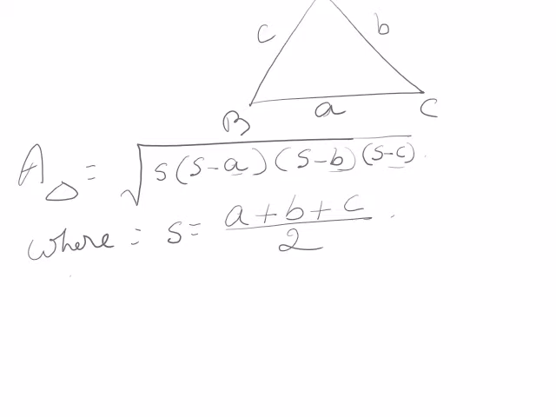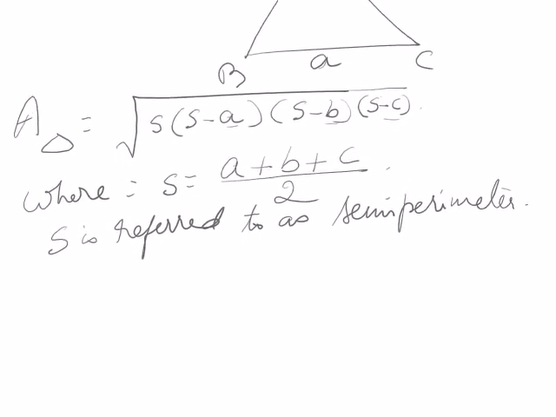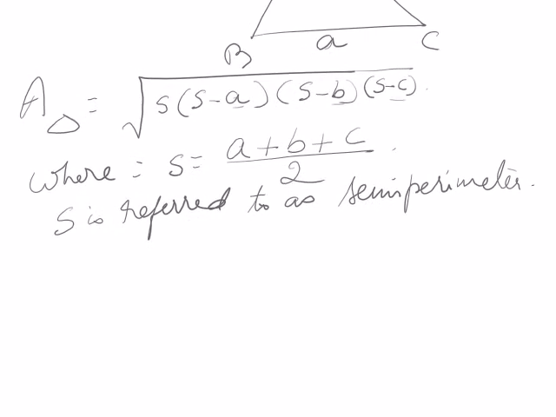So S is referred to as the semi-perimeter. This is another formula. When you know all the three sides, this is the area of a triangle. Clear?